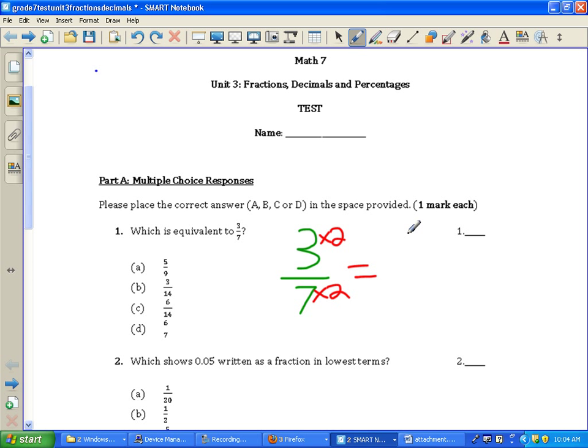And 2 times 3 is 6. 2 times 7 is 14. So, what a lucky guess. When I changed it by multiplying the top and the bottom by the same amount, this is the answer I came up with: C, 6 over 14. Because every other one, if I multiplied it to get 14, I would get 6, and that's not 6 there.